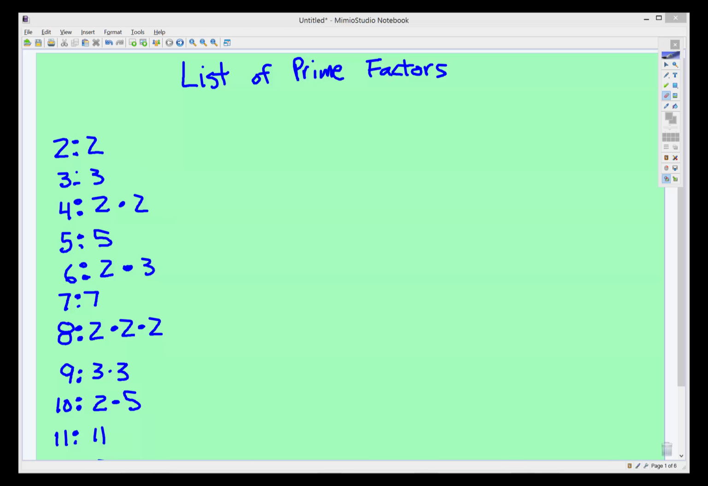Okay, one of the first things that you should do as you work through math this week is make sure that you have a list of prime factors. Here, I'll get you started.